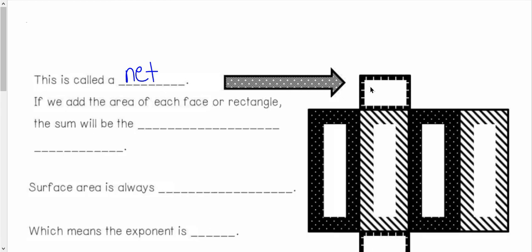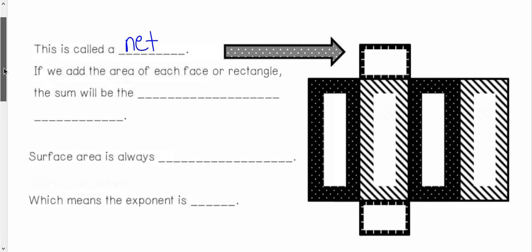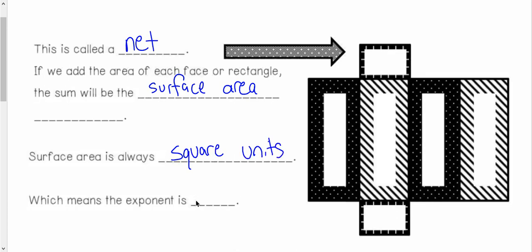If we add each area or face of this net, all the rectangles together, the sum will be the surface area. Surface area is always square units. That means that the exponent on the unit is 2.